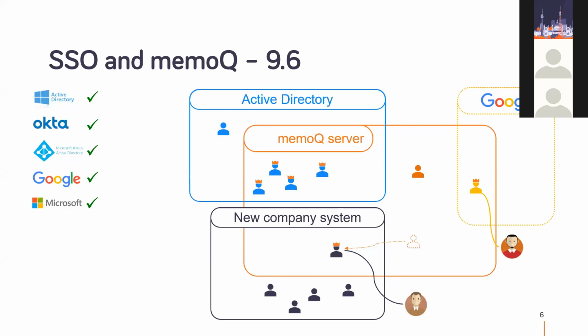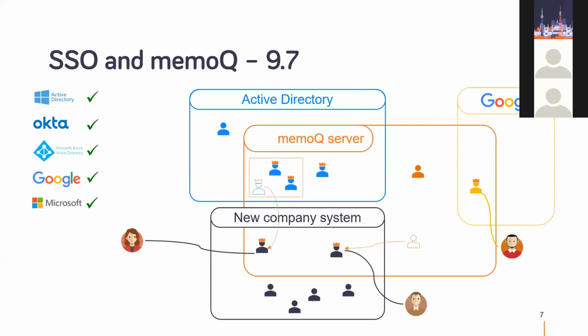So what about companies who already have a Windows Active Directory connected to memoQ server? It's been up for a long time, so there is a lot of setup. Some clients even have groups set up in Active Directory, which are also used in memoQ. Even though their company started using a new, more modern system, they were stuck with still having to log in twice into the two systems.